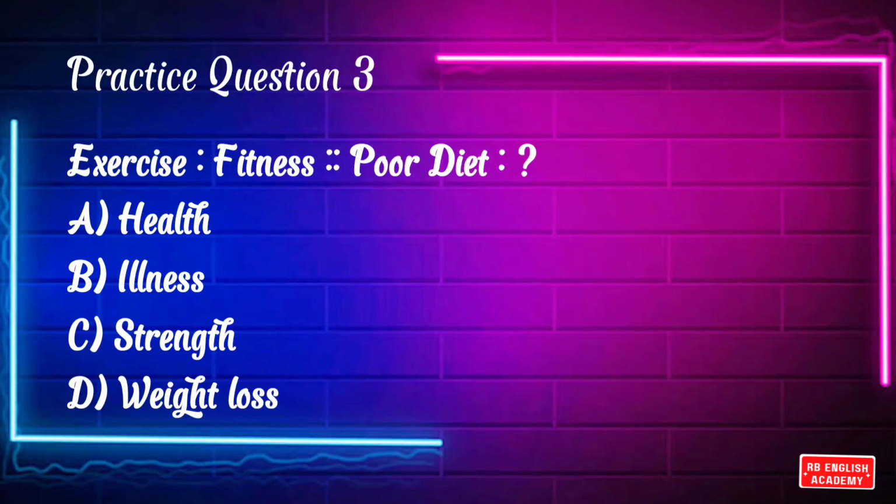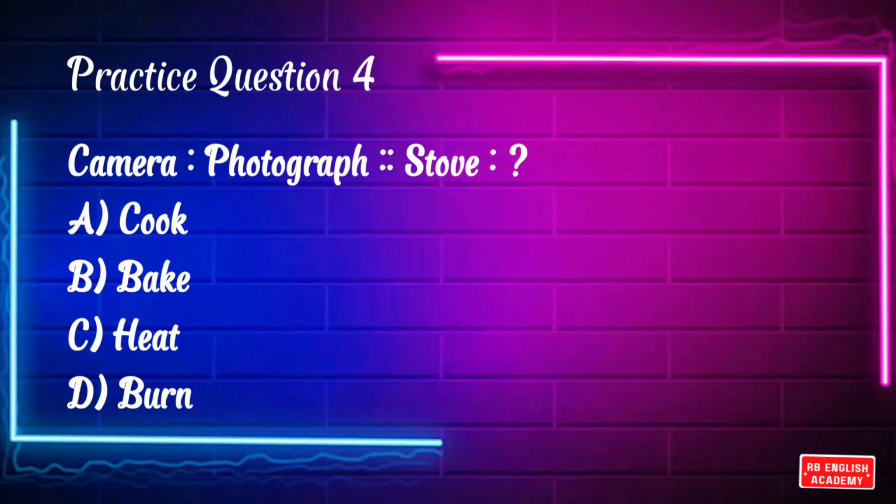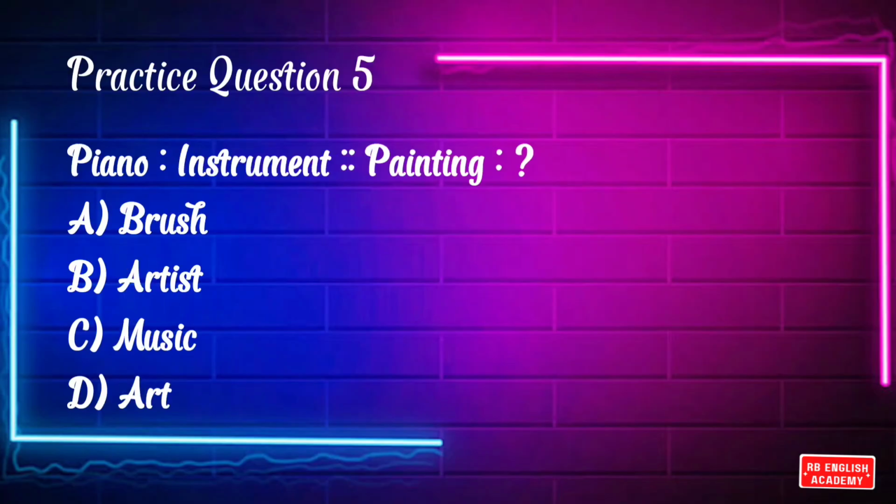Practice question 3, exercise, fitness, poor diet. Understand the relationship and find out the answer. Practice question 4, camera, photograph, stove. Practice question 5, piano, instrument, painting.